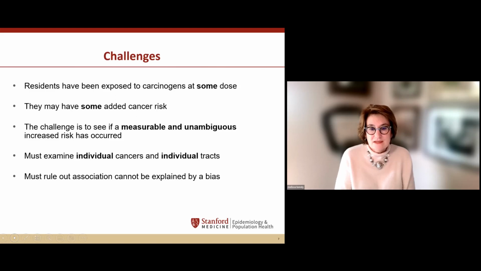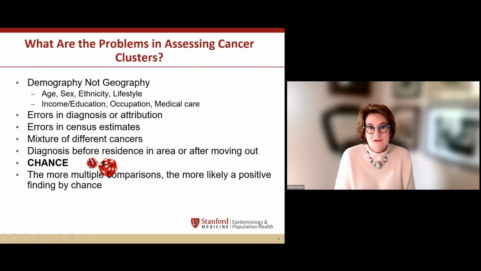The challenge is to see if a measurable and unambiguous increased risk has occurred, and that's the whole purpose of investigating these cancer clusters. And we must examine individual cancers and individual tracts of where they reside. And we have to rule out whether the association can be explained by bias. So what are the problems in assessing cancer clusters? It's really demography, not geography. And we often hear it's all about the zip code of where you live and social determinants. So we want to look at age, sex, ethnicity, lifestyle, income, education, occupation, medical care access.